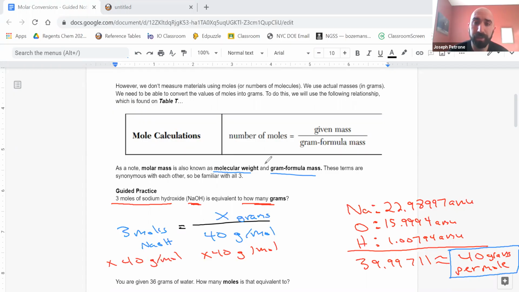Here, everything is canceled out. And then here, our moles are canceled out. So that's where the unit gram is going to end up. And we're going to be multiplying 3 times 40, which is going to give us 120 grams.